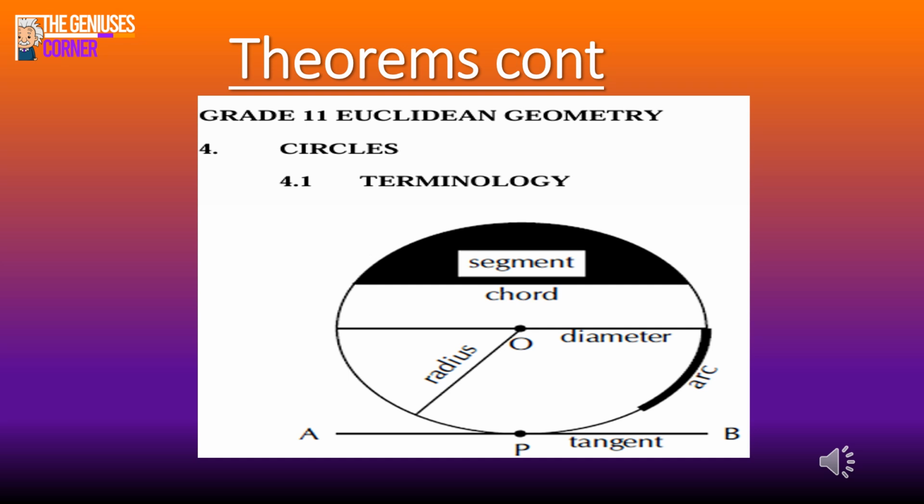We also have an arc, which is just that part of a circle. It's like a curvy line like that. And then there's also a tangent, which is just the line AB there. It touches the circle at one point. In this case, it would be at point G. That's what we refer to as a tangent.